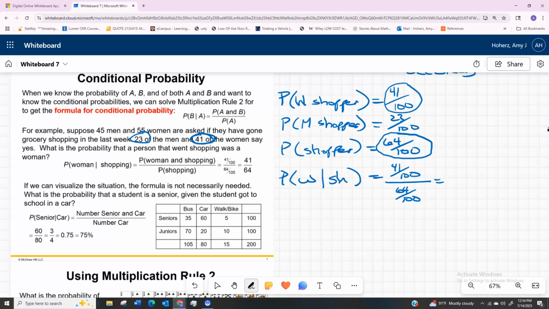So we know from the prior example that we're going to multiply by the reciprocal. So that'd be 41 out of 100 times 100 out of 64. The 100s cancel and we get 41 out of 64.